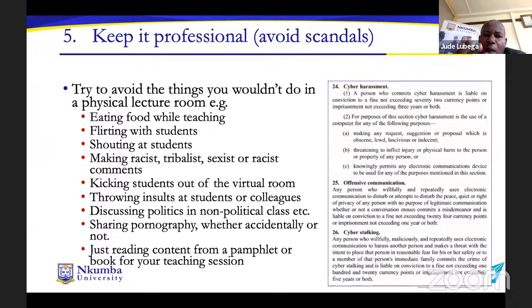Because it's an apple and you feel hungry, you can go out there and eat an apple as you teach. Just imagine, do you often do that in a physical classroom, that you are eating an apple as you are teaching with a white marker? Why would you be doing it in a virtual classroom?